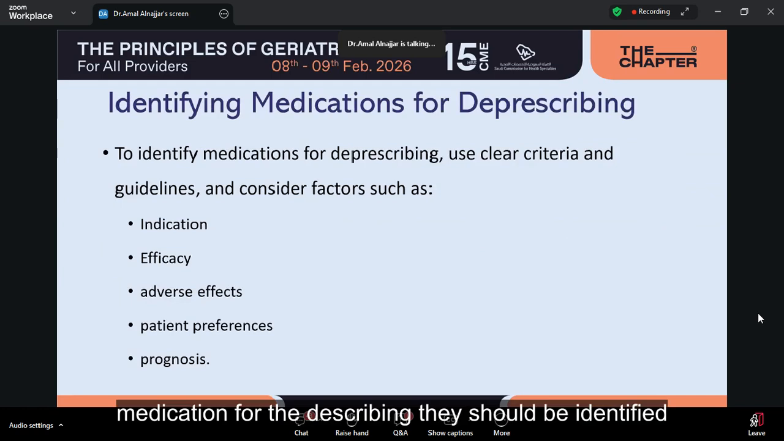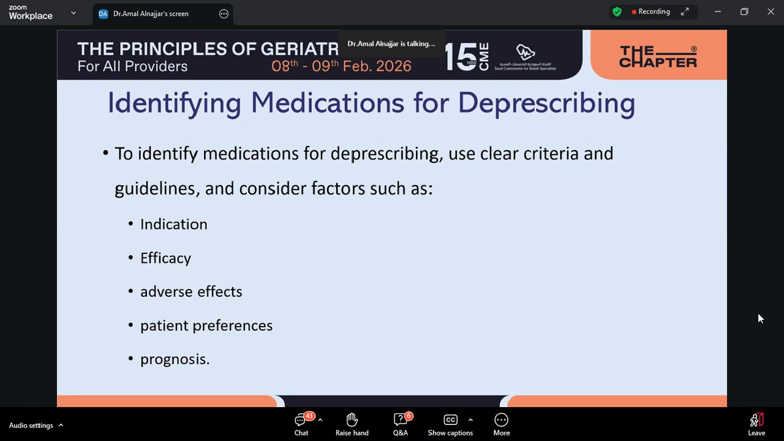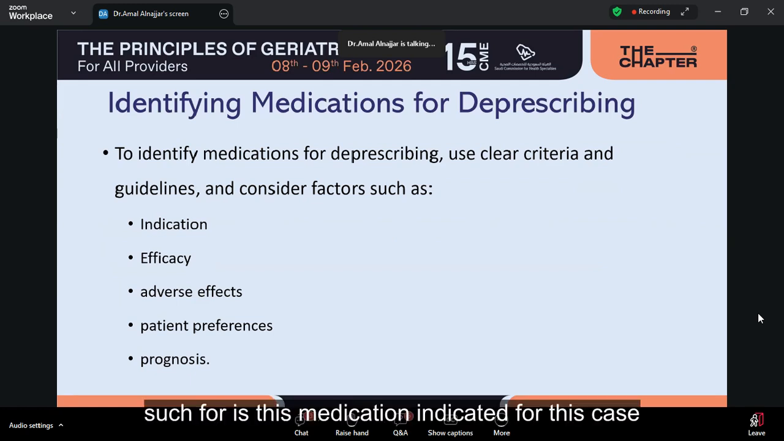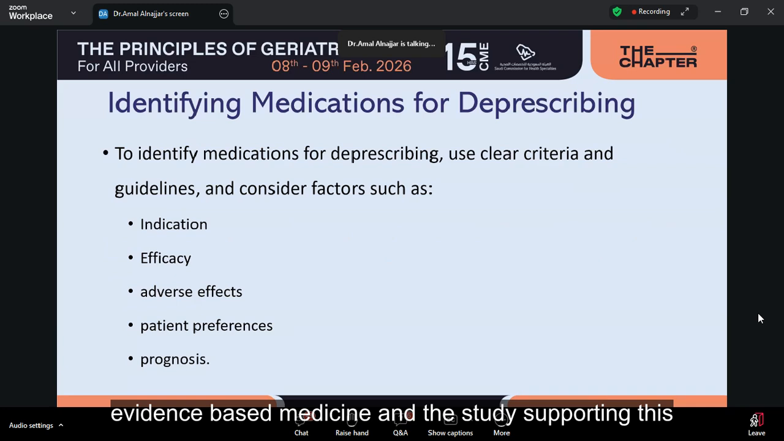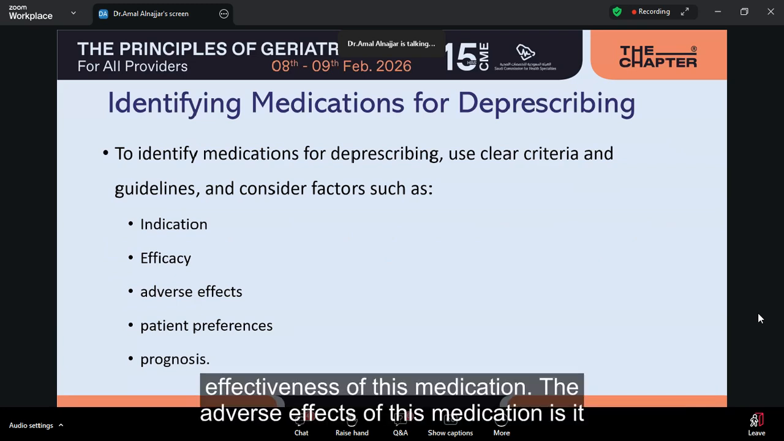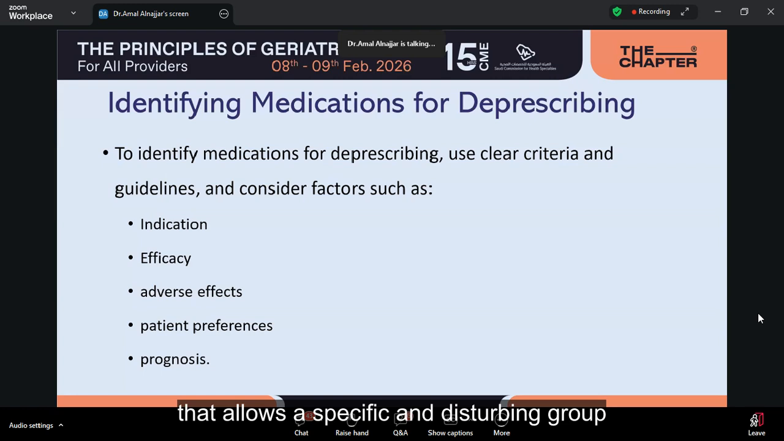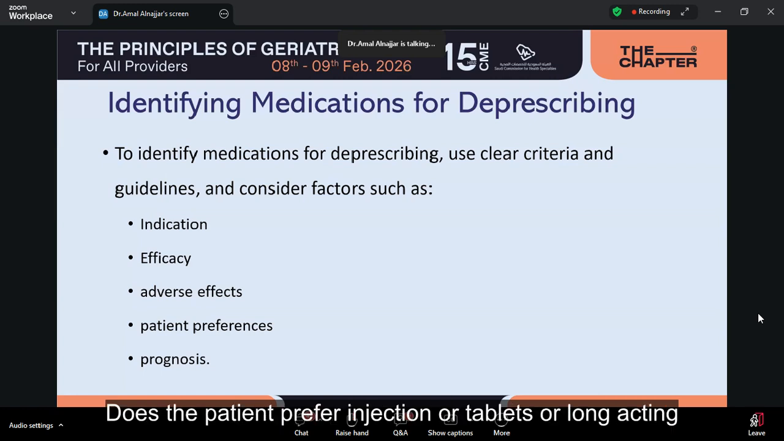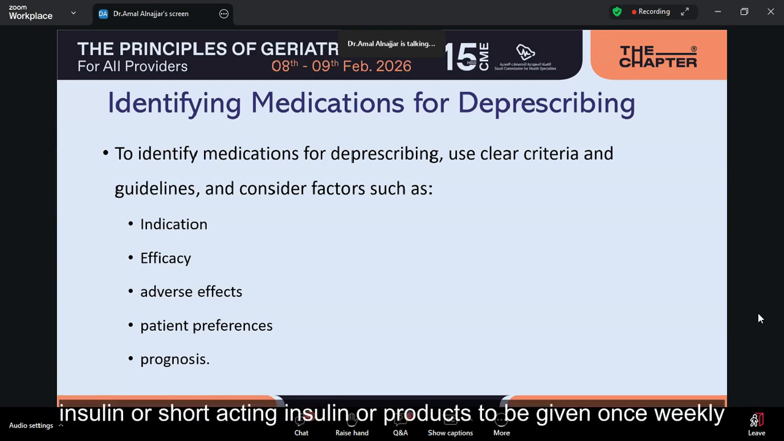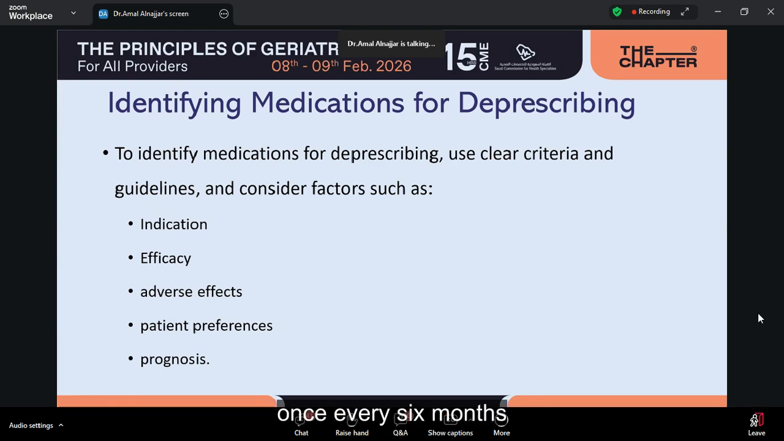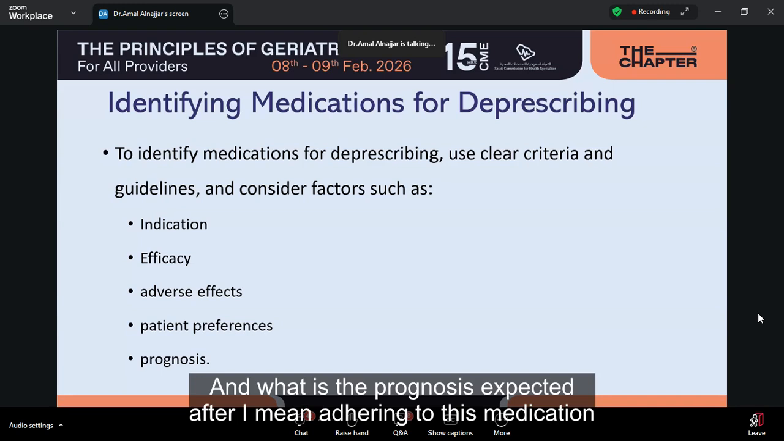Medication for deprescribing should be identified depending on very clear criteria and guidelines, such as: is this medication indicated for this case? Is it efficacious, with evidence-based medicine and studies supporting its effectiveness? Regarding adverse effects, is it the lowest adverse effect in this therapeutic group? Does the patient prefer injection or tablets, long-acting insulins or short-acting insulins, or products given once weekly or once every 6 months? And what is the prognosis expected after adhering to this medication?